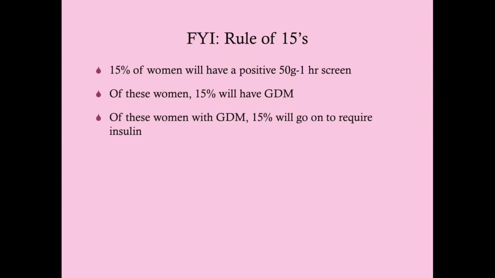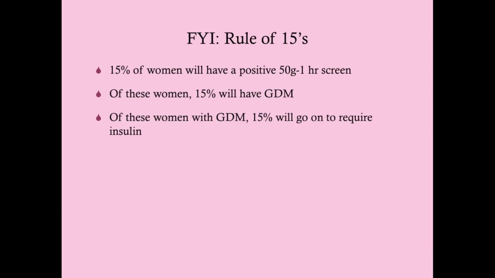So this is the rule of 15s. I found this online, and so this is kind of nice. So 15% of women will have a positive 50 gram 1 hour screen. Does this mean they have gestational diabetes? No, it does not. It just means they have a positive screen and we need to do the 100 gram 3 hour oral glucose tolerance test.